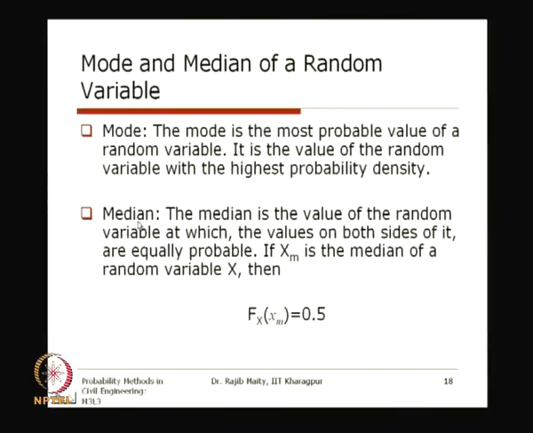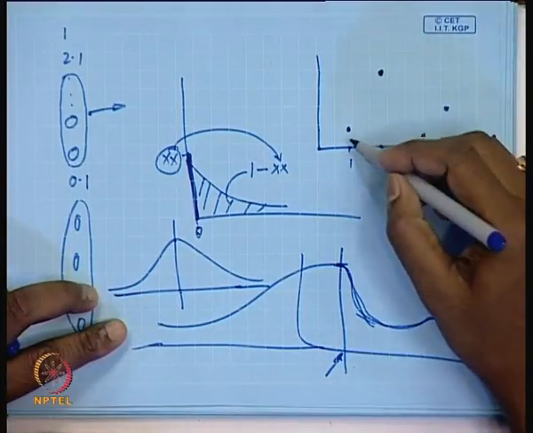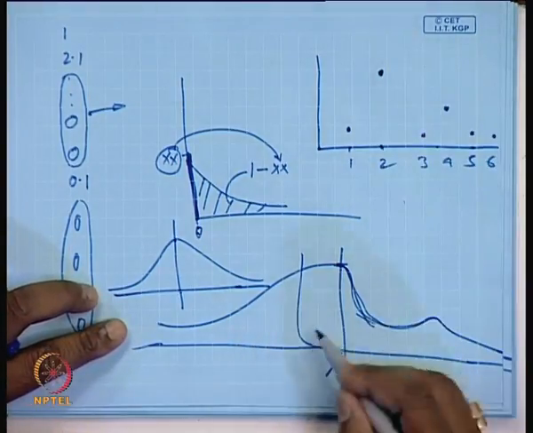And then there is the median. The median is the value of the random variable at which the values on both sides of it are equally probable. If xm is the median of a random variable x, then F(xm) equals 0.5. We will discuss this one first.